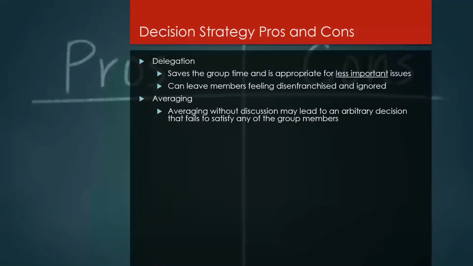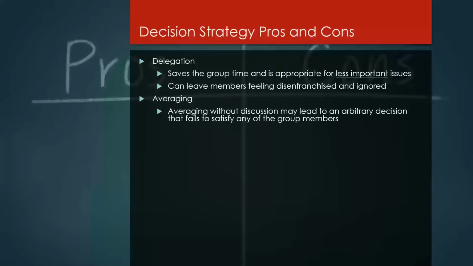And then with the averaging, this is what I was talking about earlier. This is something that gets brought up a lot in politics when we talk about compromises across the aisle, is that a lot of the times it leads to this arbitrary middle ground that's not really a solution either way. It's just this averaging together.